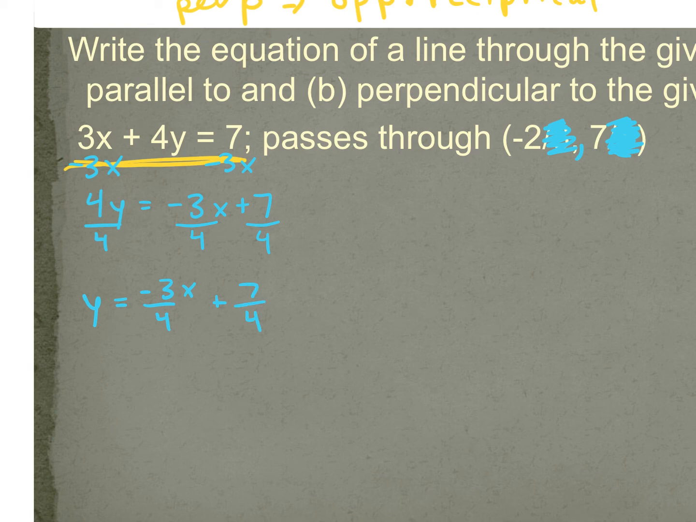All right, so now that I have it in slope-intercept form, what's my slope? Negative 3 over 4. So if I need to write the equation of a line parallel to this one, what's my slope of a line parallel to this one? Negative 3/4. The same thing, negative 3 over 4.